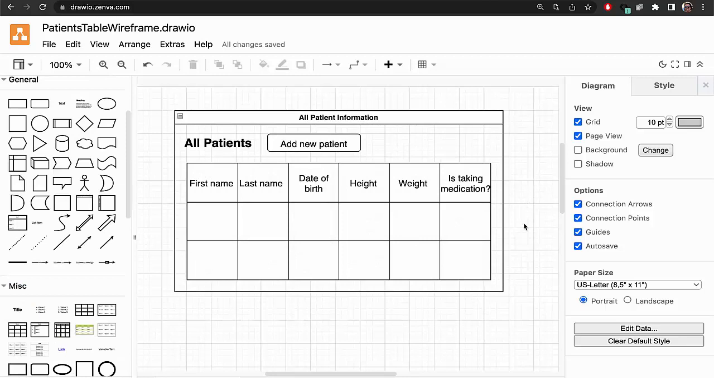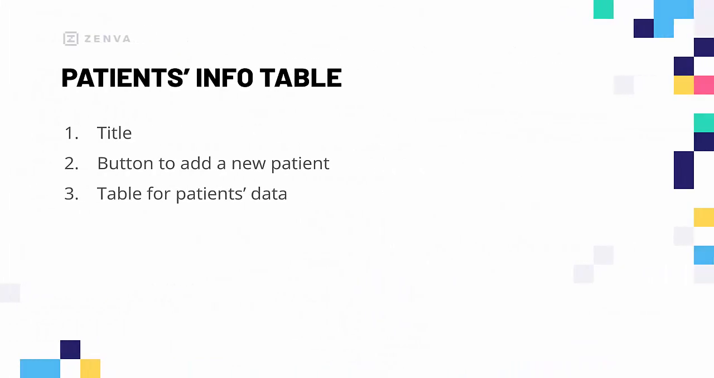Okay, cool. So let's go ahead and save this. This is, again, our patient's table screen wireframe. So we just want the title, the button, and our table. Okay, so if we go back to the slides, that's our patient info table done.